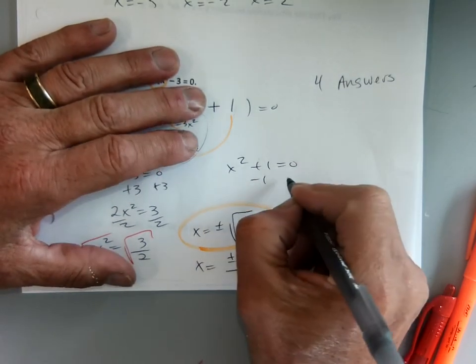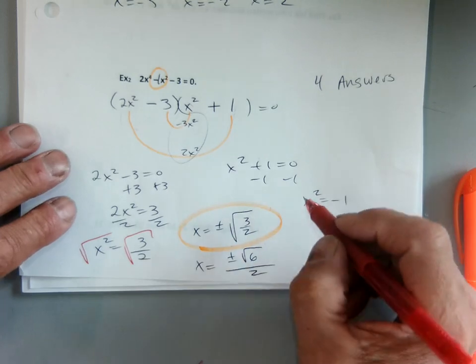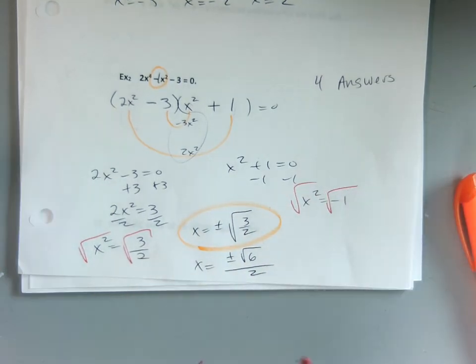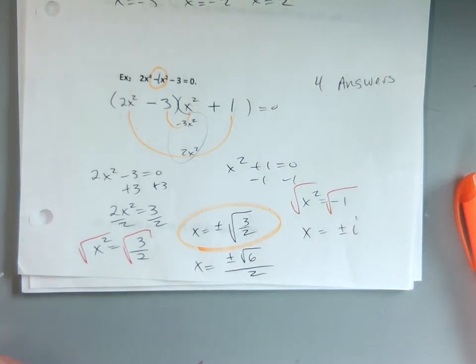Second part, minus 1. I've got an x squared equals negative 1, right? Square root. I think I have a problem, and I think I need an i. So plus or minus i.